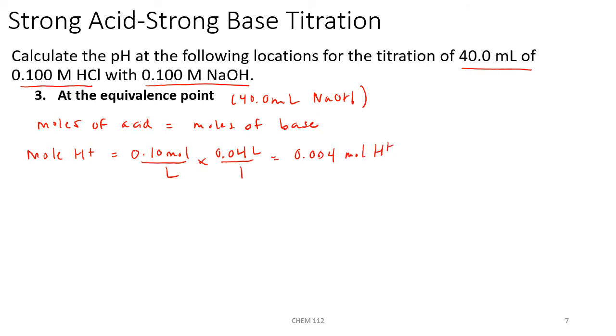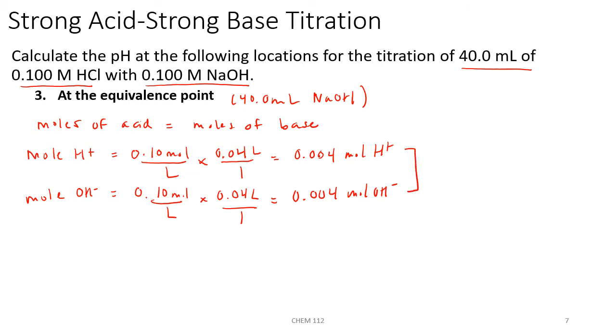And it would take us 40 milliliters of sodium hydroxide to also get the same number of moles of hydroxide ion. So 0.1 moles per liter for hydroxide ion times 0.04 liters, or 40 milliliters, would also equal 0.004 moles of OH minus. In the last step, we had to subtract the moles of hydroxide from the moles of hydrogen ion. But now notice if you were to subtract those two, it would equal 0. Our pH is not 0 at the equivalence point.